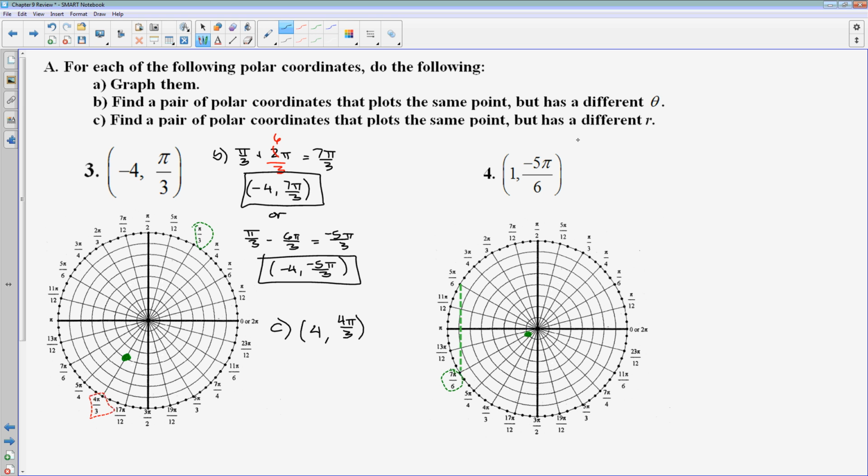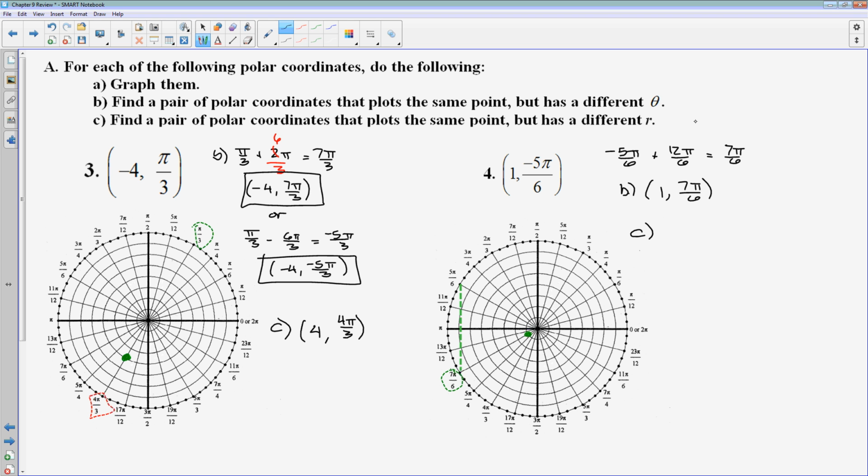And a different theta. I'm going to do exactly what I've been doing. I'm just going to take my angle, negative 5 pi over 6, and I'm going to add 2 pi, which is the same as 12 pi over 6. And that gives you 7 pi over 6. So my answer for part B is going to be, I'm going 1 unit in the direction of 7 pi over 6. And that one was kind of silly for me to do the math, because I could have just looked at the graph and saw that I'm moving towards 7 pi over 6. So there's my answer for B.